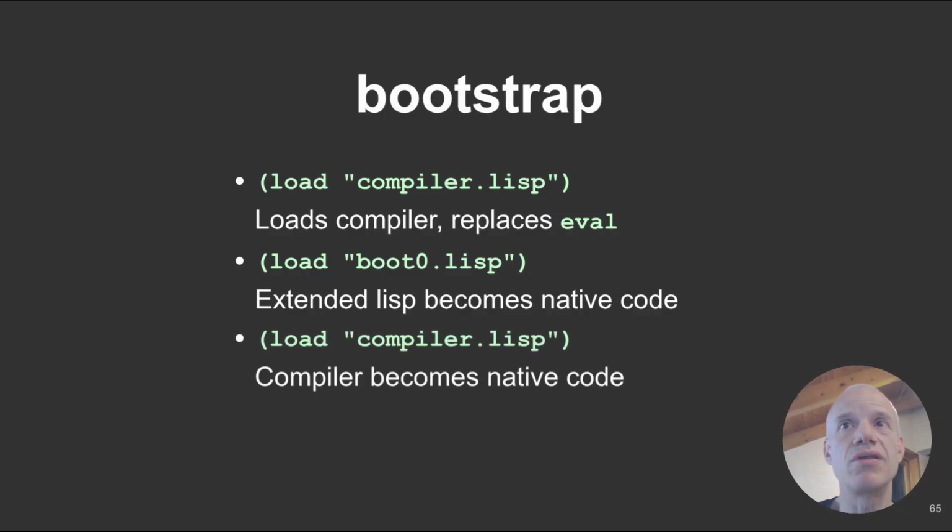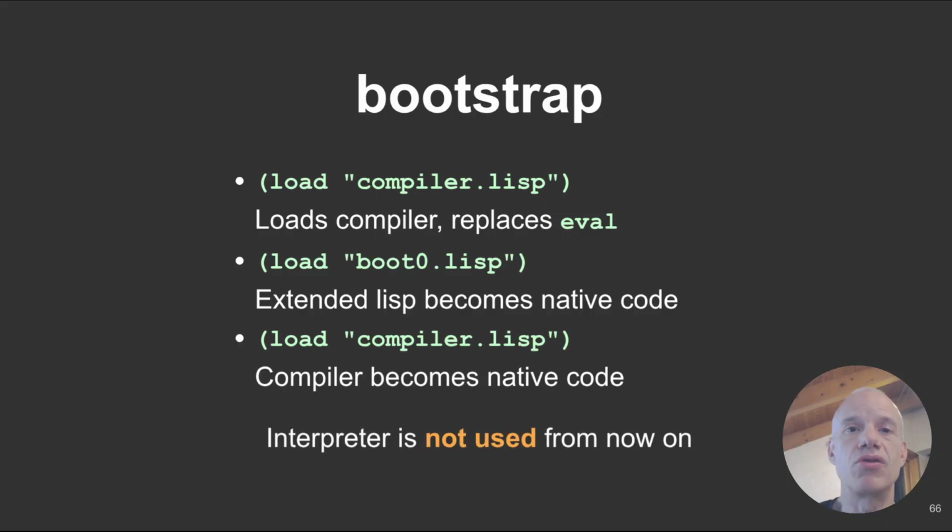And then you can reload the compiler a second time, because this time the interpreted compiler is compiling the compiler to native code. So after you complete those 2 steps, the interpreter is not used anymore. The minimalistic interpreter written in C++ is not used, because all the code is machine code, either written by me by hand as a base library function, or generated by the compiler itself.